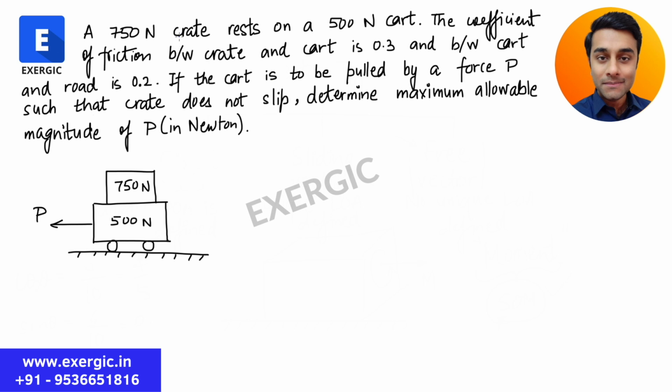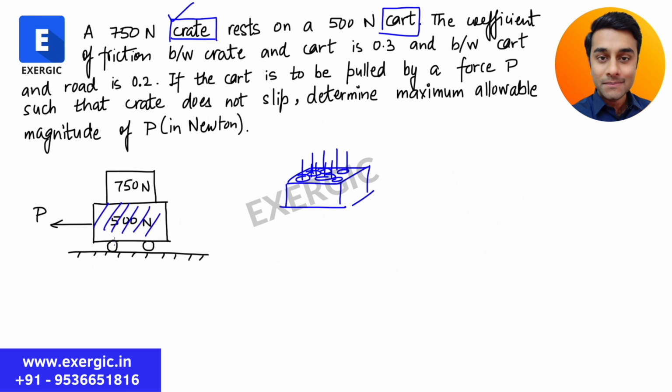Some basic terminologies should be known to you, like crate. A crate is an open container in which you can stack things like cold drinks. They are stacked in a plastic crate. I think you would have seen it, right? So these basic terminologies should be known to you. So a 750 Newton crate rests on a 500 Newton cart. A cart is a small, simple vehicle which has wheels and can be moved, right?